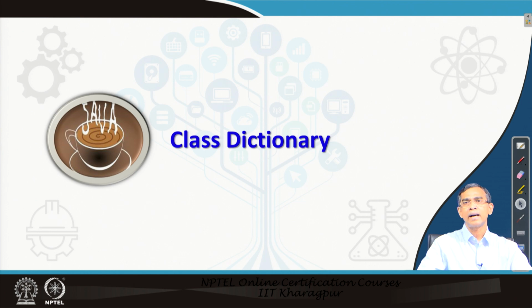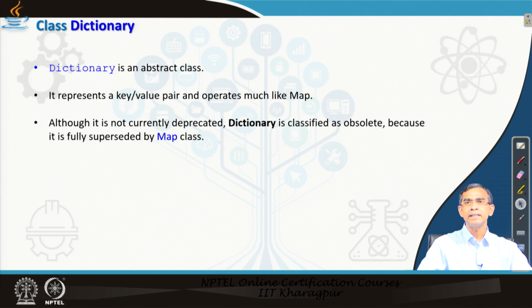Now, there is another class, Dictionary. The Dictionary class is very similar to the map concept that we have discussed. It is a map only, but unlike the hash table and properties that we have discussed, it is basically an abstract class. That means all the methods are defined, and you can create a customized class extending the Dictionary class in your own way.